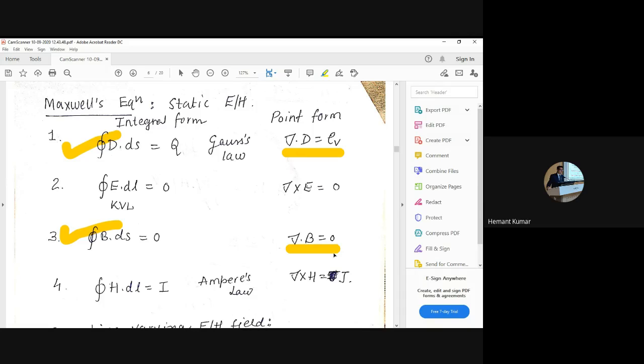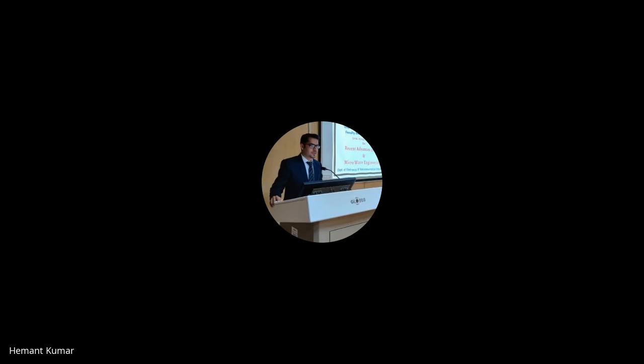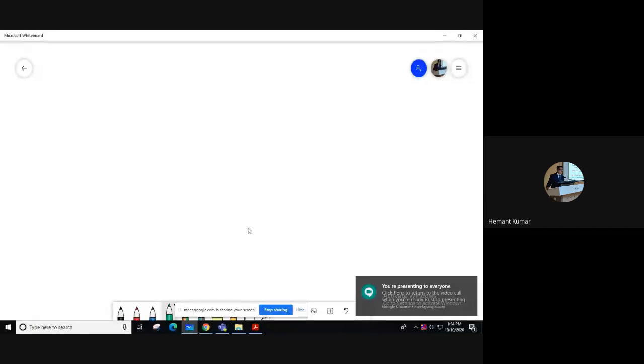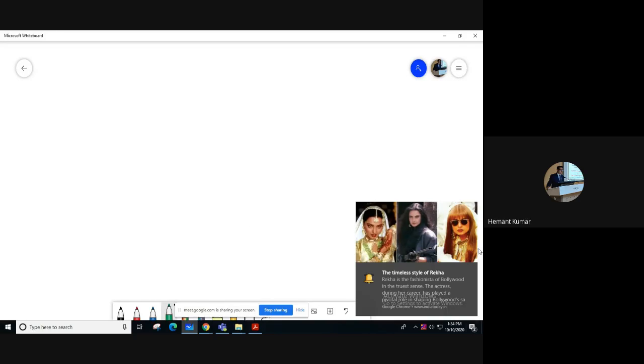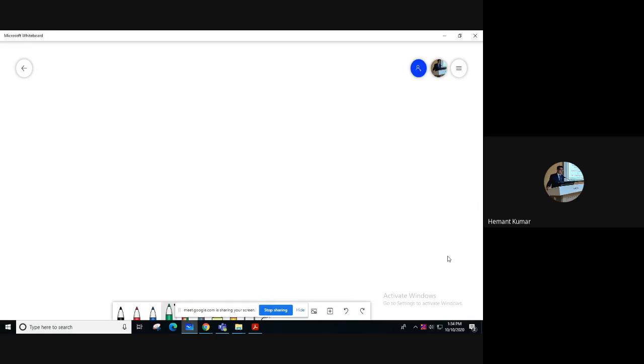divergence equations, these two equations will remain unchanged. So the change will happen in equation number 2 and equation number 4. So this change we'll study. Okay, so let me just share the screen. Now we'll discuss the second Maxwell equation and the fourth Maxwell equation, which need modification, and we'll see why it needs modification.